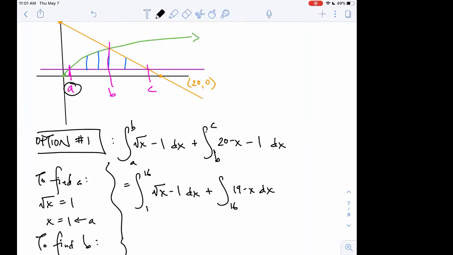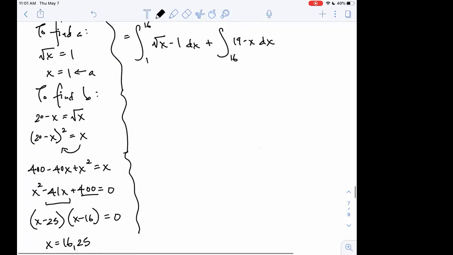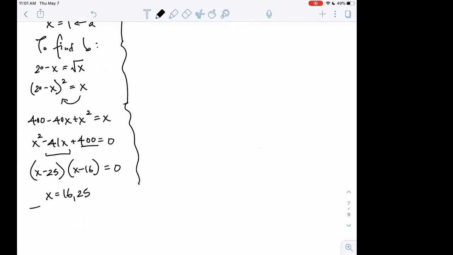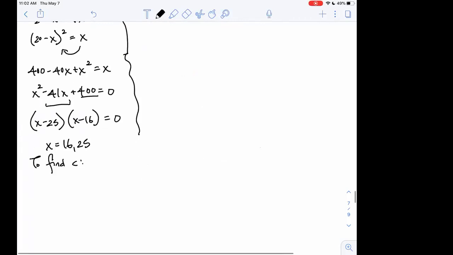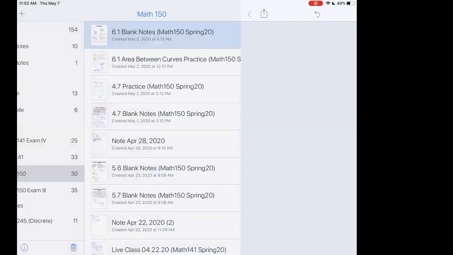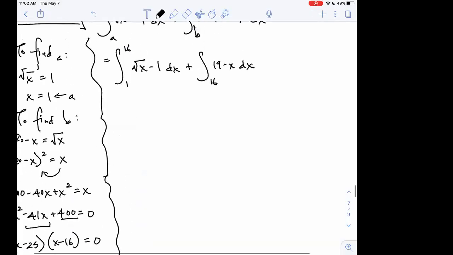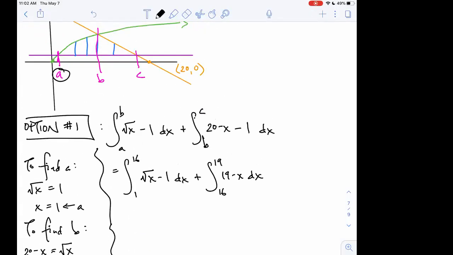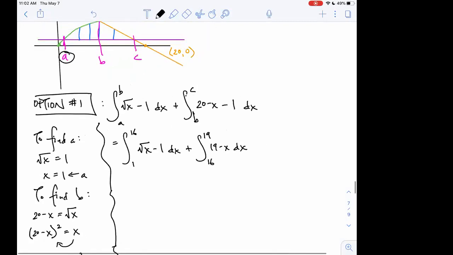And to find c, I'm going to take the orange one and the purple one and set them equal to each other. Or I could say to find c, I'm going to set 20 minus x equal to 1. And that one is pretty straightforward. I think we'll get x equals 19. Okay, so I get 19.